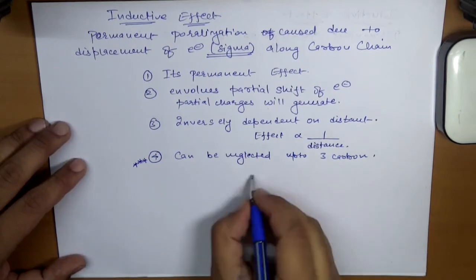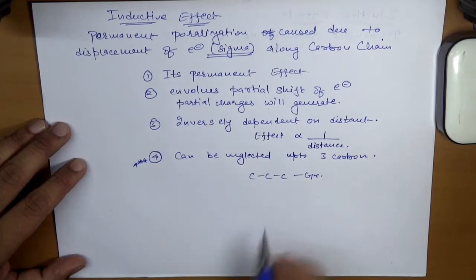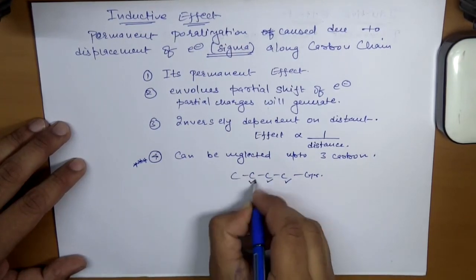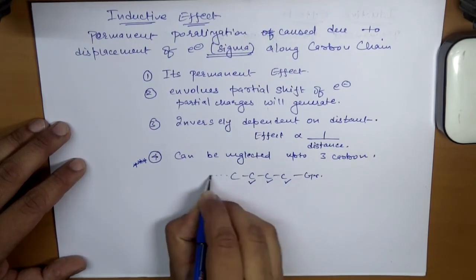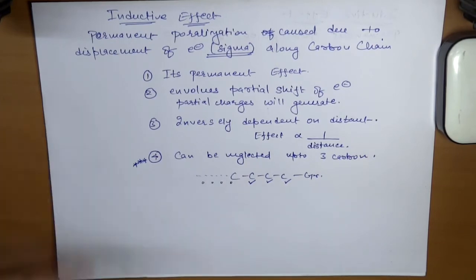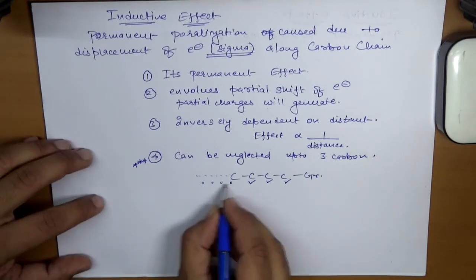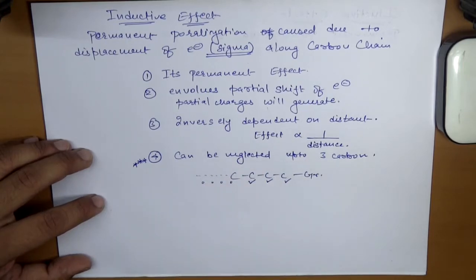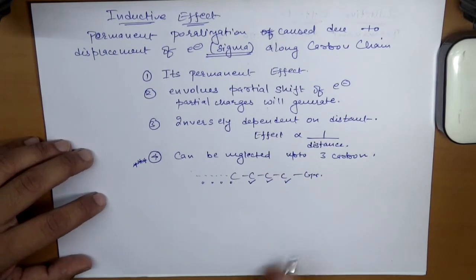Till 3 carbons, like this, if there is a group which causes an inductive effect, there will be an effect on this carbon, on this carbon, and on this carbon, but the effect on these carbons and the later carbons will be negligible. It is approximately 0. So for the sake of simplicity, we will not consider the inductive effect acting after these 3 carbons. However, they do act, but we will not consider it, just for simplicity.